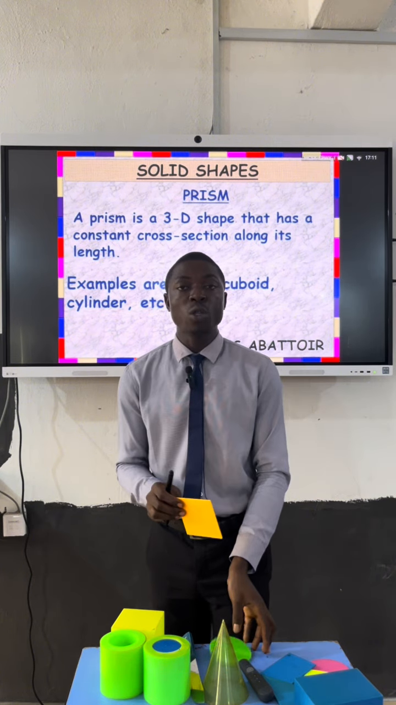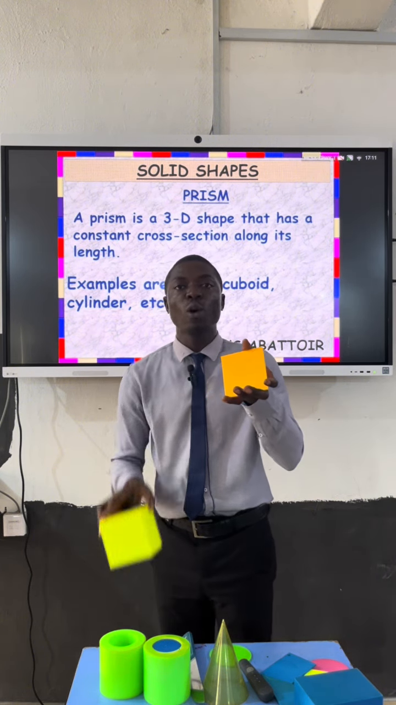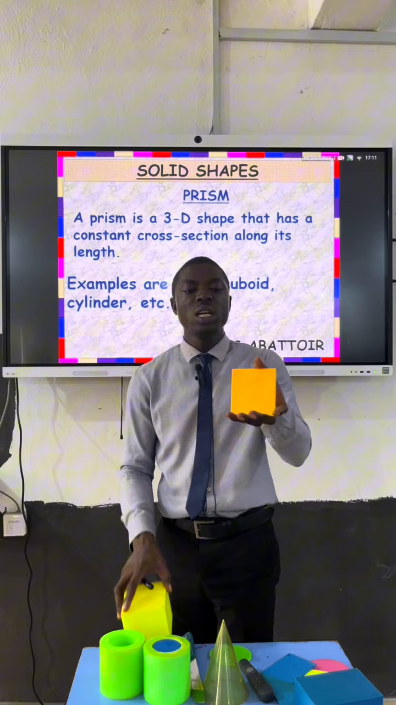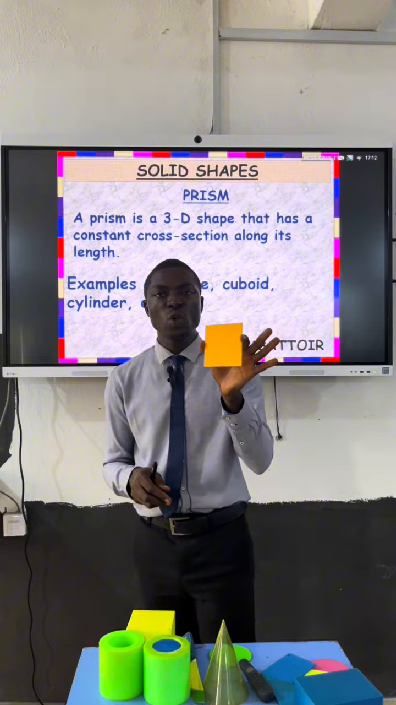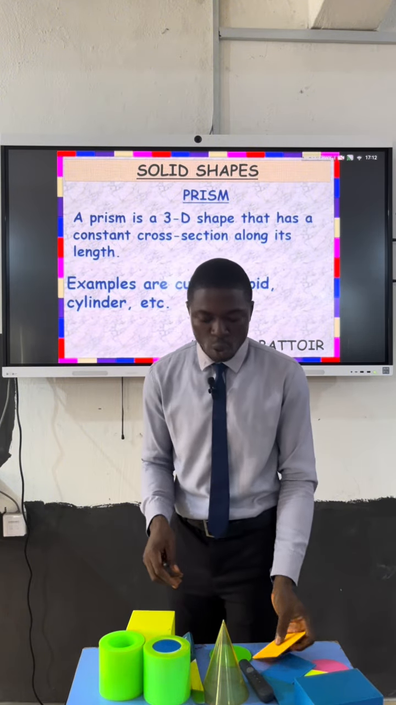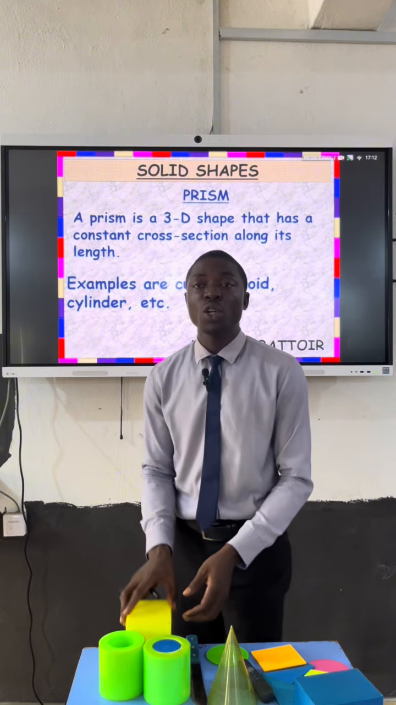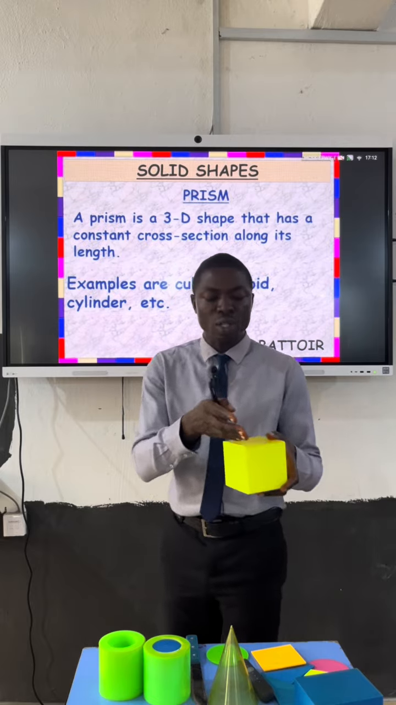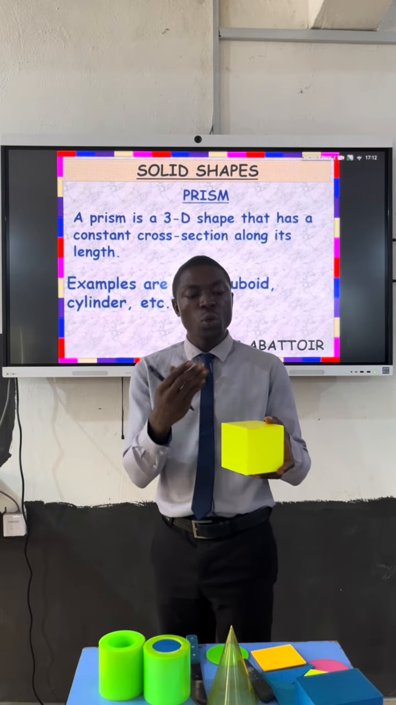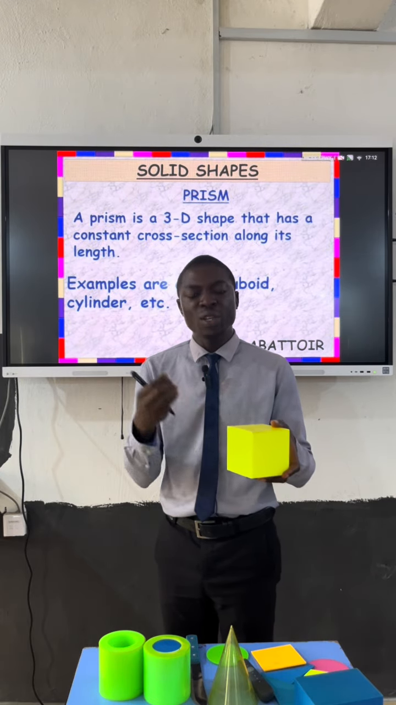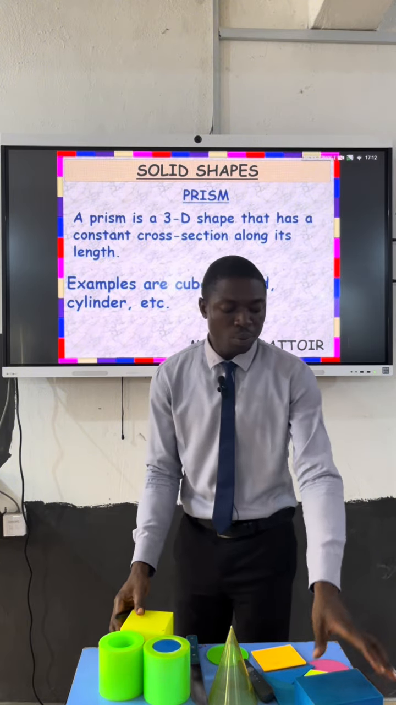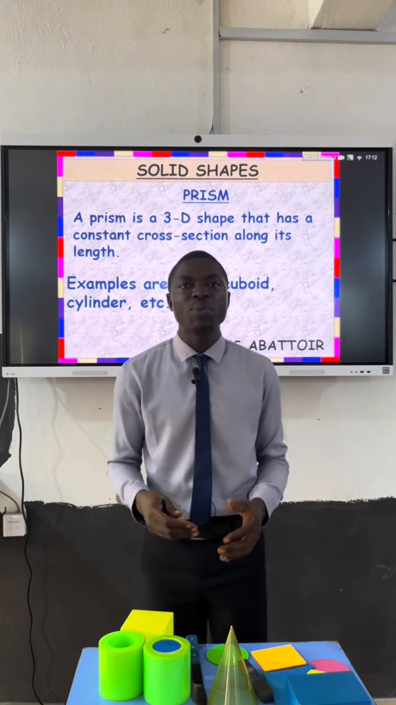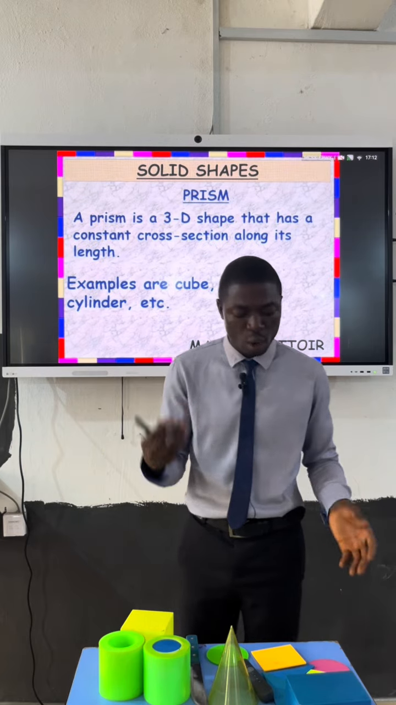If you cut through a cube along the length, the cross section is going to be a square. Because the cross section of a cube does not change, wherever you cut along the length, it is going to keep giving you that two-dimensional shape, which is a square. We classify a cube under prisms because it has a regular cross section.